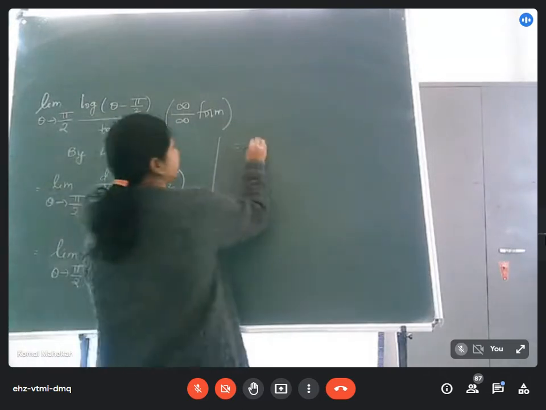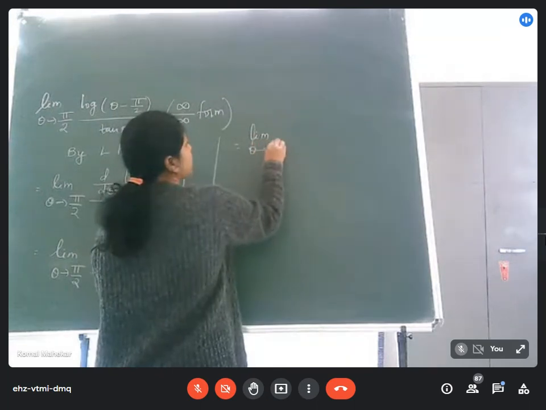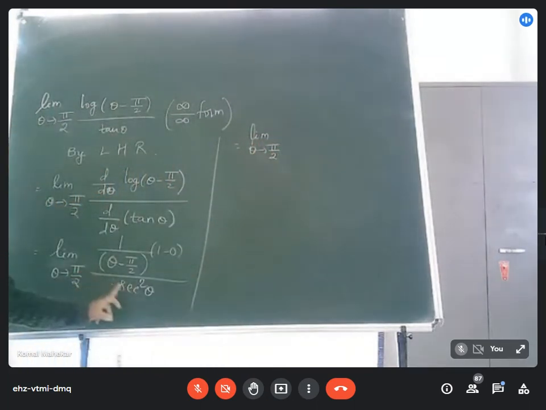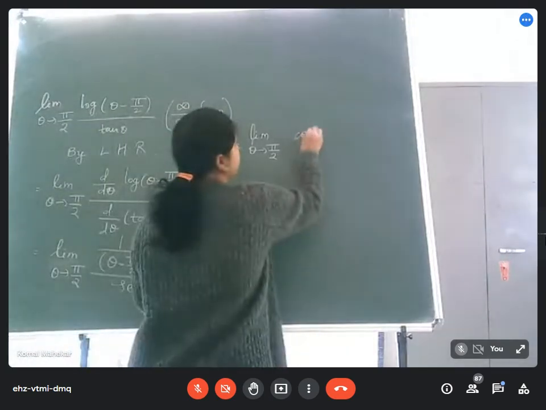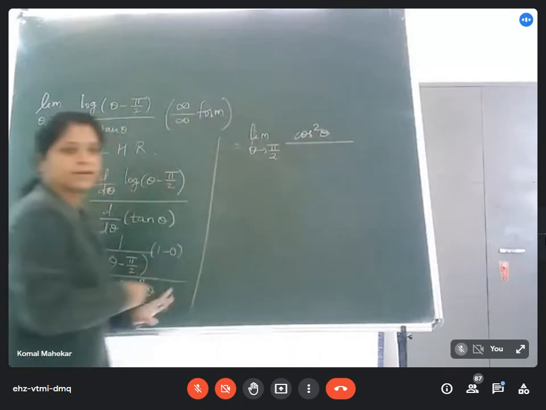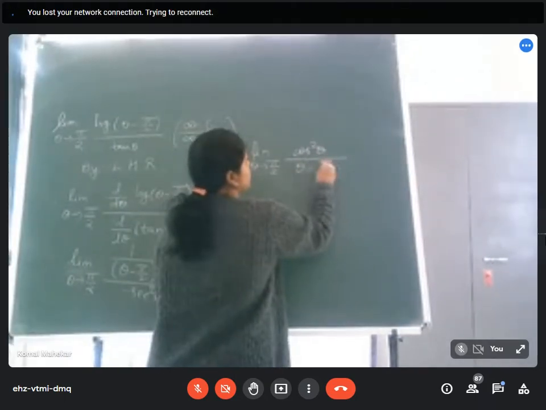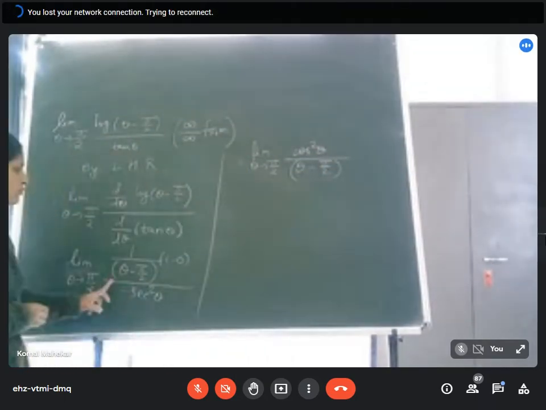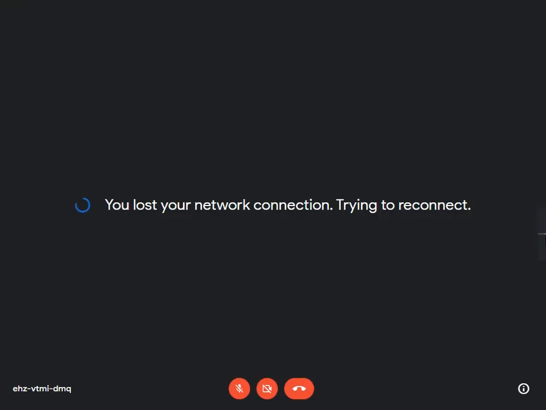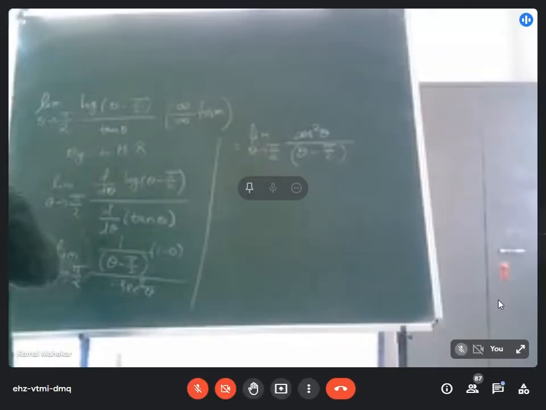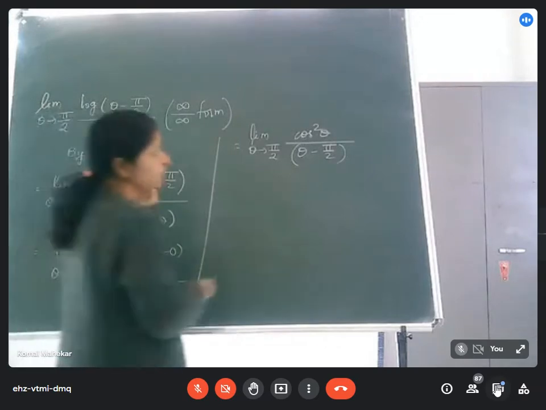Now we will rewrite this as the limit as theta tends to pi by 2 of: we know that 1 upon sec square theta is nothing but cos square theta. So cos square theta will be the numerator, divided by the denominator theta minus pi by 2. This is the function which we obtained. Now see the form. If you put theta equal to pi by 2, what will be the form of the function?